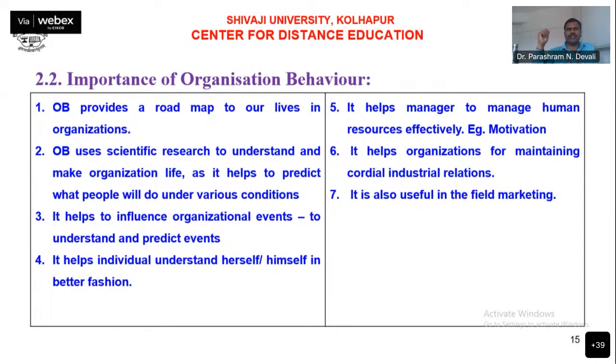Next thing is, organization behavior uses scientific research to understand and make organization life, as it helps to predict what people will do under various conditions. Because we have a life cycle. Means we have childhood, then young, then middle age, afterward we may become senior citizens. Same thing in organization. There are introductory stages, then development stage, maturity stage, then decline stage.